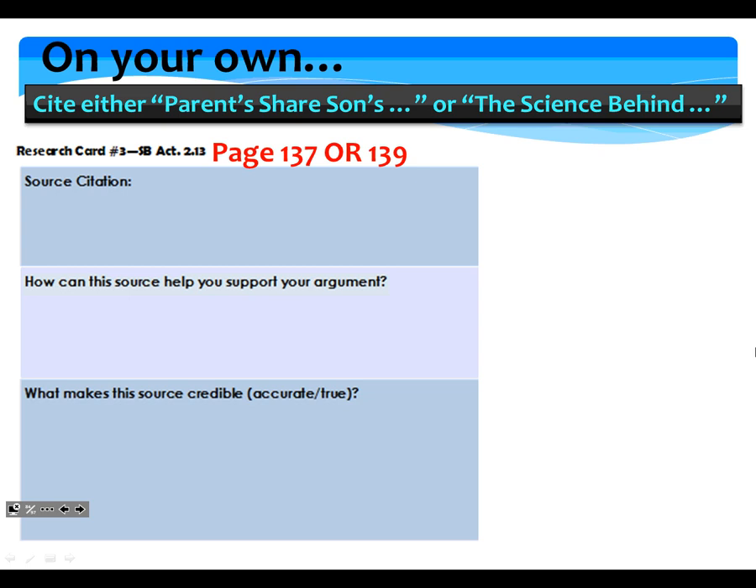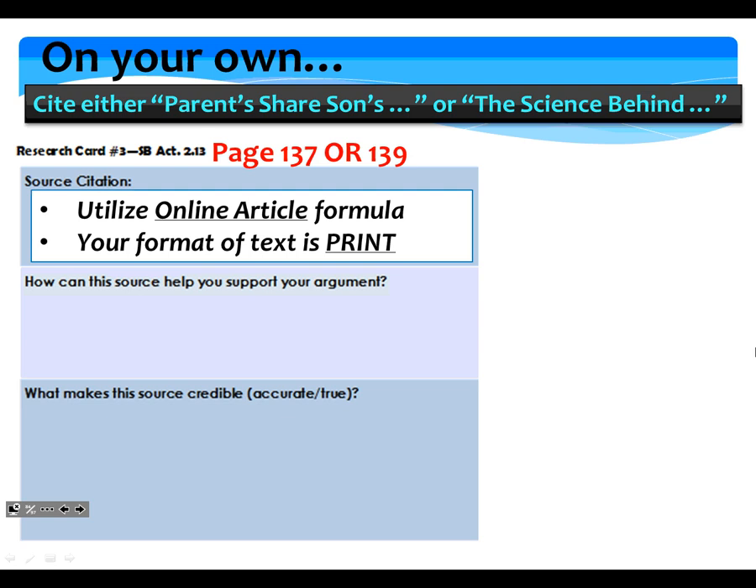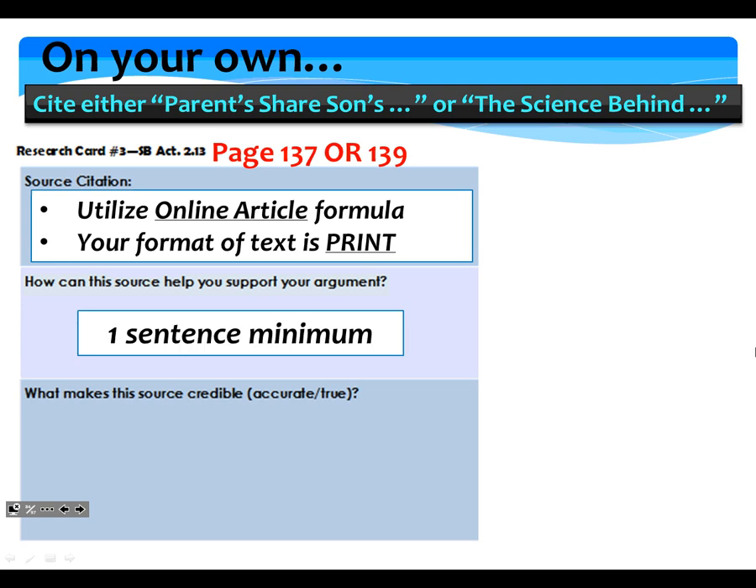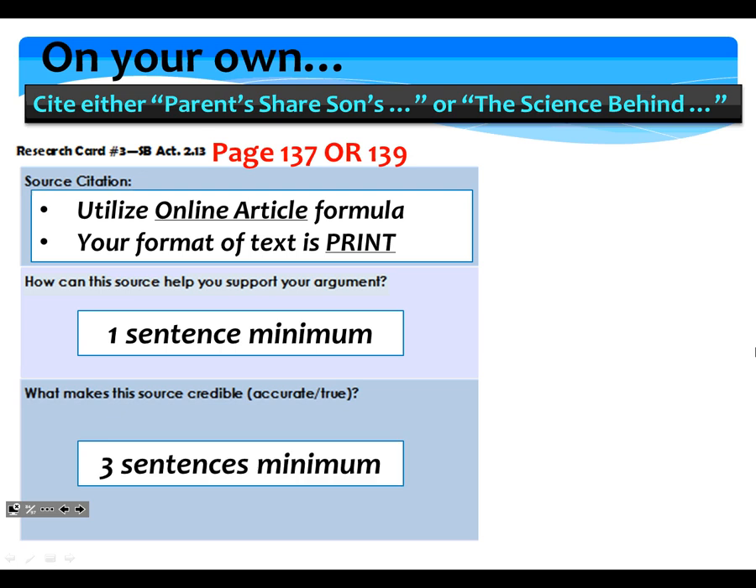Okay, now the first clue that I'm going to give you is the citation. You want to utilize the online article formula. This is the one we did not do together. This is the opposite one. The format of text, when it says, what's your format of text, you would write print. Just the word print. Okay, for the first question, you need to give me at least 1 sentence for a response. For the second question, you need to give me at least 3.